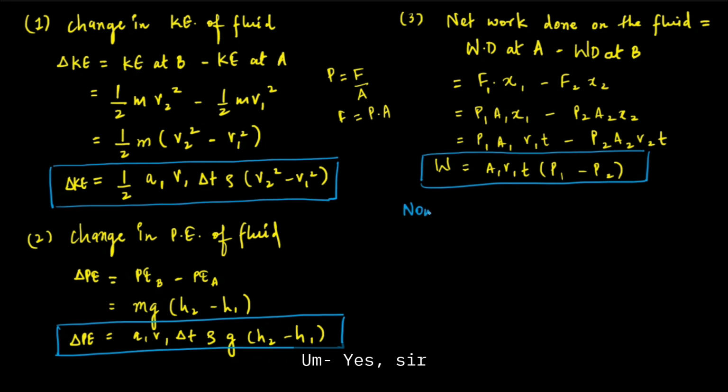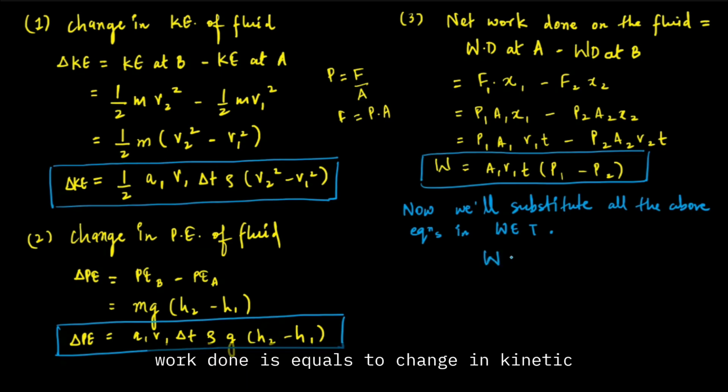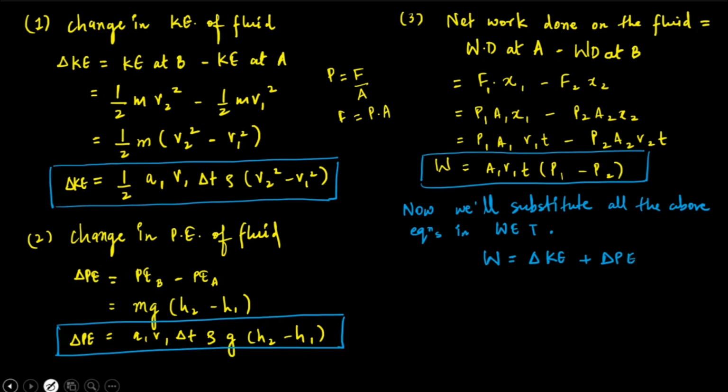Now we'll substitute all the above equations in work energy theorem. You can also call it WET. So according to work energy theorem, work done is equal to change in kinetic energy plus change in potential energy. And again, you need to understand how this relation came.